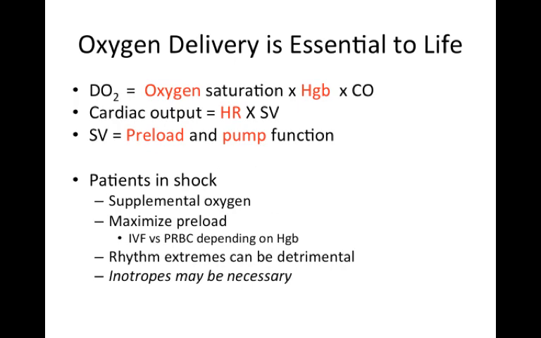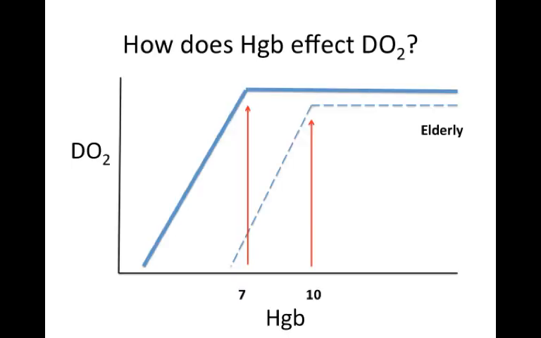Oxygen delivery, again, is essential to life. Oxygen delivery is oxygen saturation times hemoglobin times cardiac output. Cardiac output is a function of heart rate and stroke volume, and stroke volume is a function of preload and pump function. In patients with shock, you want to supplement oxygen. You want to maximize preload with IV fluid or packed red blood cells, depending on the hemoglobin. Rhythm extremes can be detrimental, so you want to treat those. And inotropes might be necessary, but again, never given without filling the tank first.